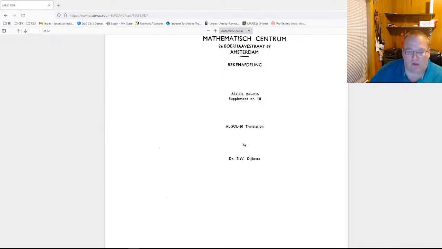So I advertised what we were going to work on today, and that is, hang on a second, there we go. That is reverse Polish notation, and we're going to get there.